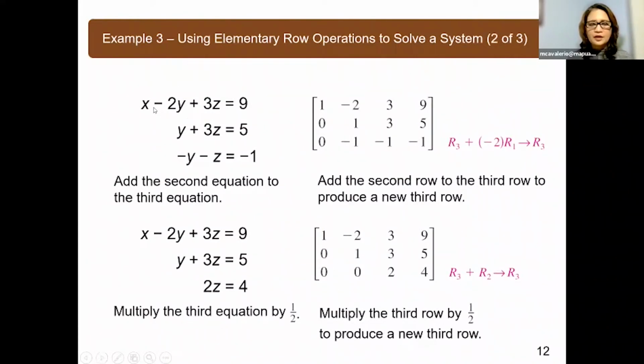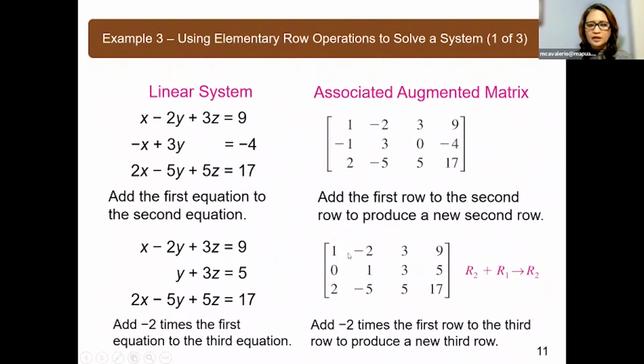So we will have here x minus 2y plus 3z equals 9, y plus 3z equals 5, and you have negative y minus z is equal to -1. So when we multiply this by -2 and add it with elements of row 3, the last row will have entries such as 0. And if you have -2 here, so say we multiply this one by -2, okay?